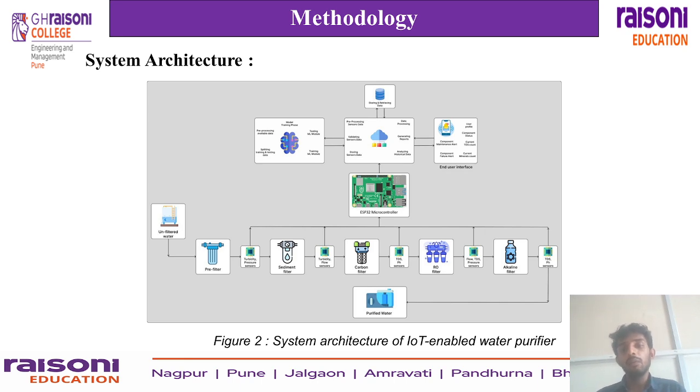Then after the RO filter, the water goes into the alkaline filter, which is basically used to add back the required minerals that were removed in the RO filter. To check the water quality, we have used the TDS and pH sensor. By using these sensors, we can analyze whether the purifier or a specific cartridge is working efficiently or not. This data is sent to the database through the ESP32 microcontroller. We have used the Firebase database for the application connectivity as well as to store the data in the cloud.